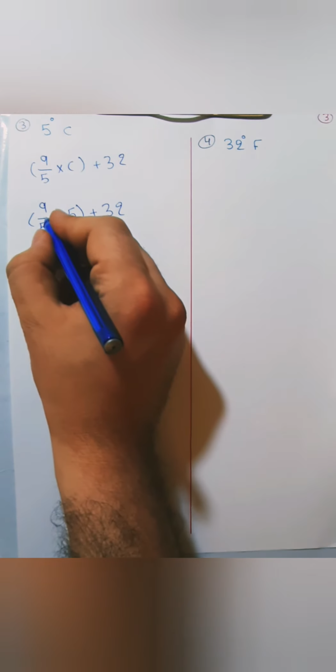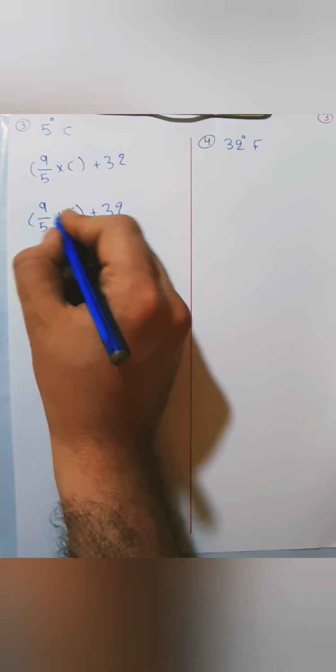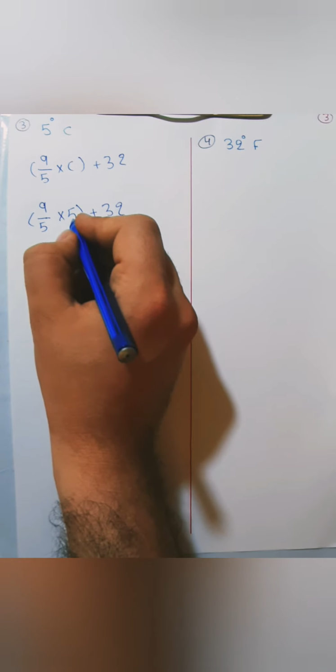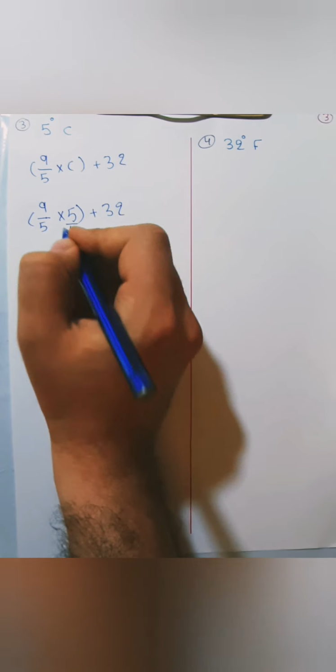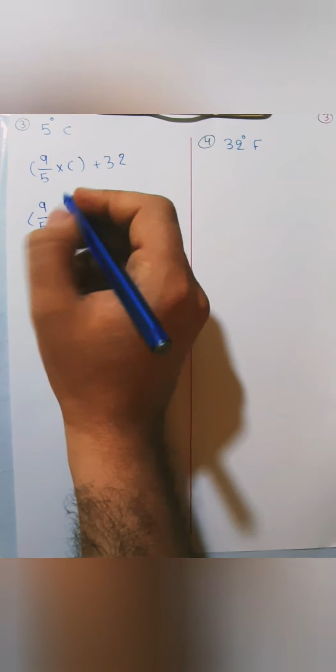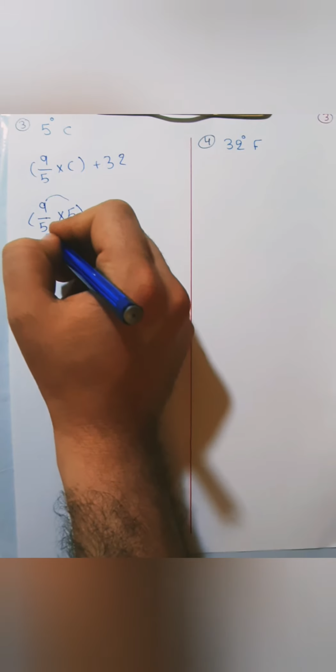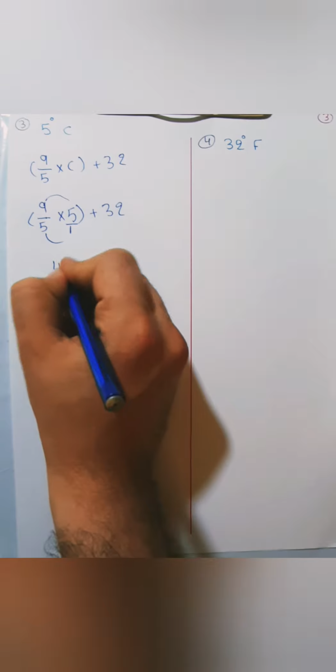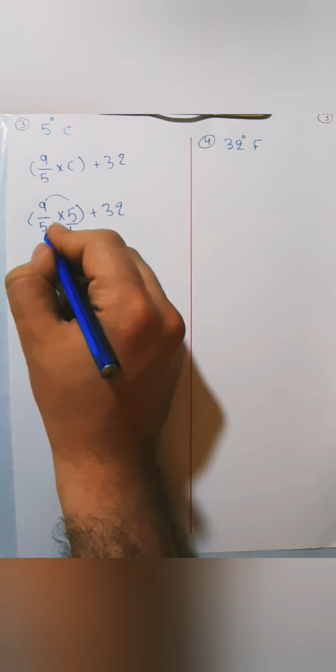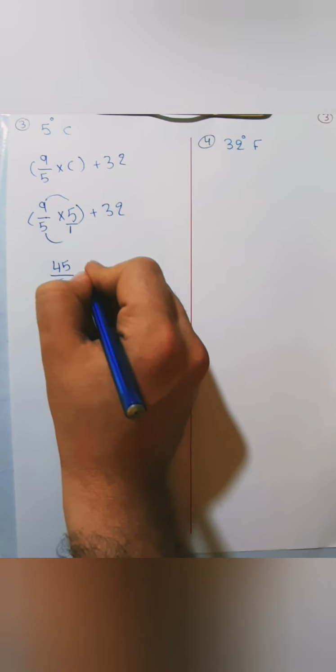Now we have a fraction and a whole number. We have to change this whole number to a fraction by writing 1 as a denominator and then numerator by numerator, denominator by denominator. 9 times 5, 45 out of 5 times 1, 5, plus 32.